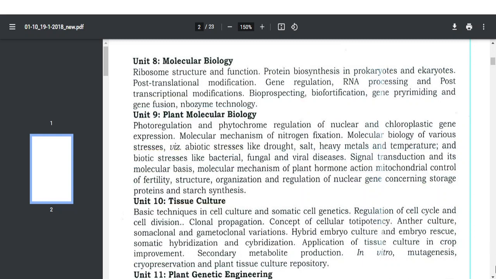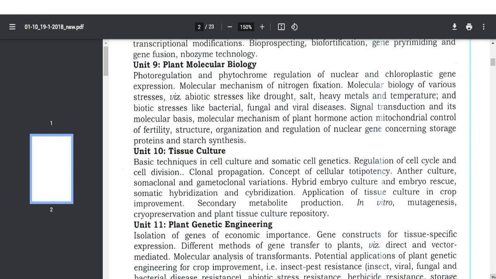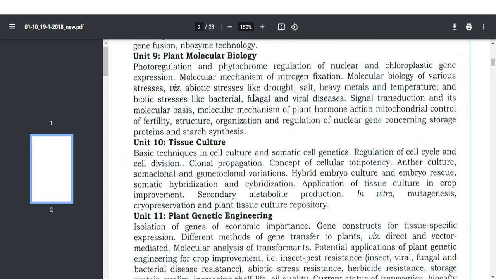Okay. Next, units number 9, 10, 11, and 12 are highly important. You can expect a huge array of questions from these 4 units, so don't try to skip any topic.